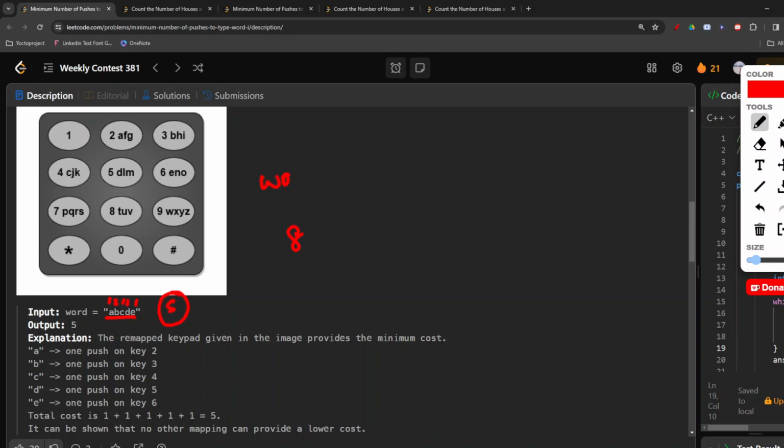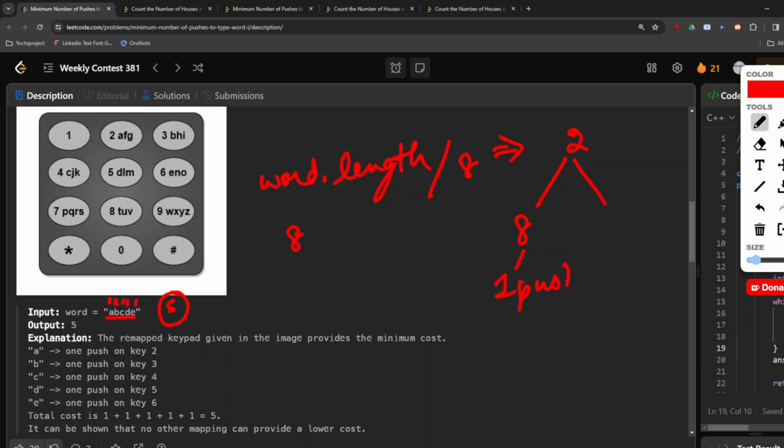So whatever the length of the word would be, what we can do is divide it by 8 so that we can get how many keys could be used for one push. So if, say, we get 2 after dividing, then out of those, 8 keys would be with one push, right? And the other 8 keys would be with 2 pushes, right? So in that context also, we will be getting the minimum answer only.